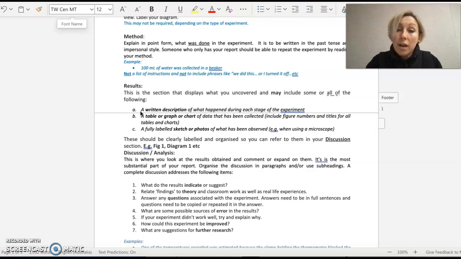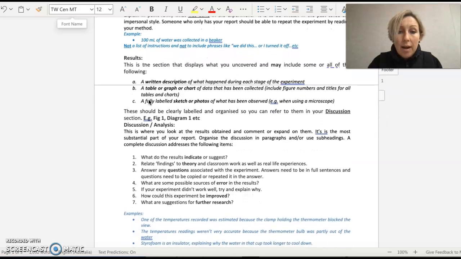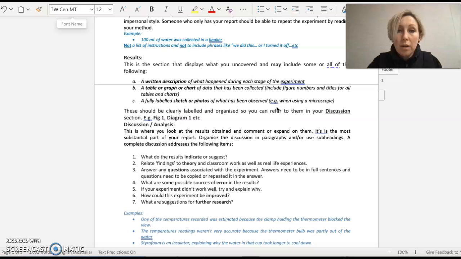Neither do you write "I lit the Bunsen burner." Yes, past tense, but the word "I" makes it personal. So you need to maintain impersonal language. "The Bunsen burner was used to heat the water." Always past tense. If you're struggling with that, then speak to your teacher. It can be one of the hardest things to crack. Describe exactly what you've done so that, as I said, somebody else can copy exactly.